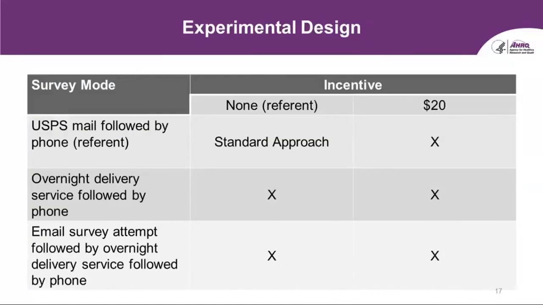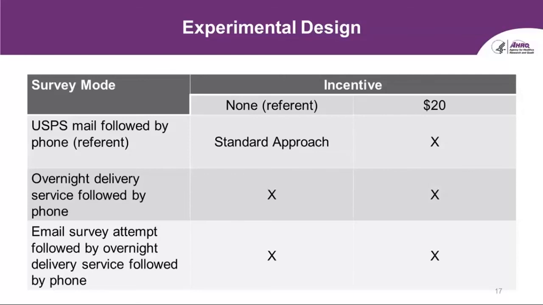So we either had an incentive or not. Those are the columns, and the incentive was $20, and we used one of 3 survey modes, and those are the rows. So the first row is what CAHPS calls standard mixed mode. So a regular U.S. Postal Service mail survey followed by telephone follow-up of mail non-respondents. The other rows involved things that were less traditional.